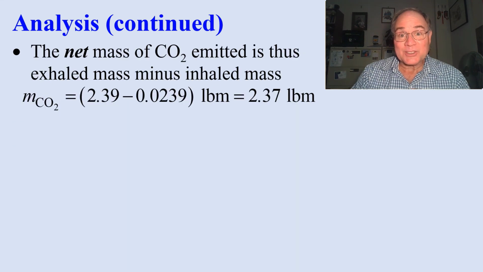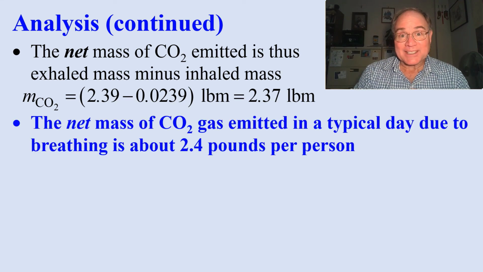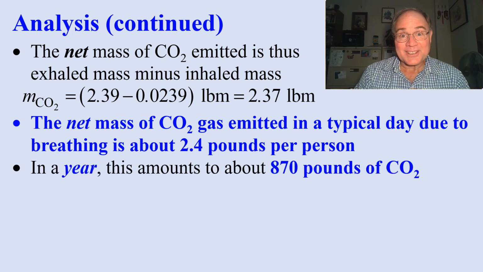We subtract these two to get the net amount of CO2 emitted. This difference gives us 2.37 pound mass. So the net mass of CO2 emitted in a typical day due to breathing is about 2.4 pounds per person. In a year, this amounts to 870 pounds of CO2 gas emitted by one person.